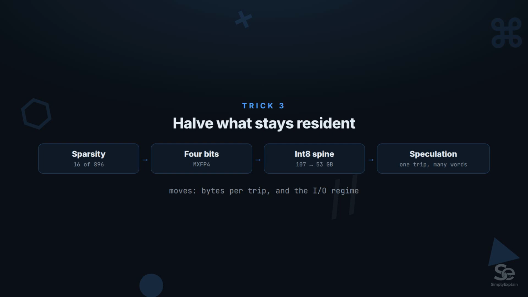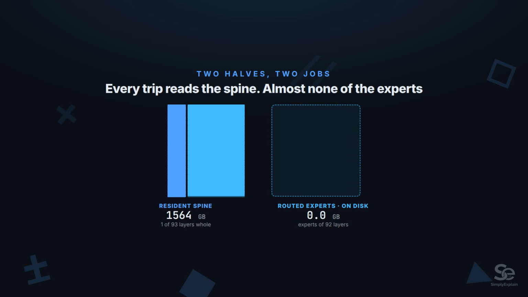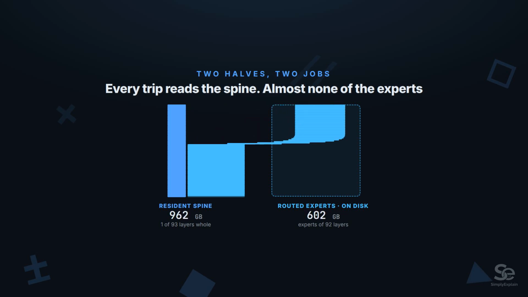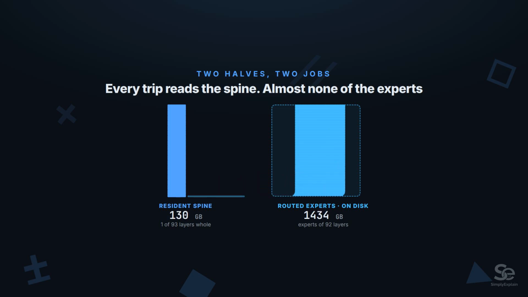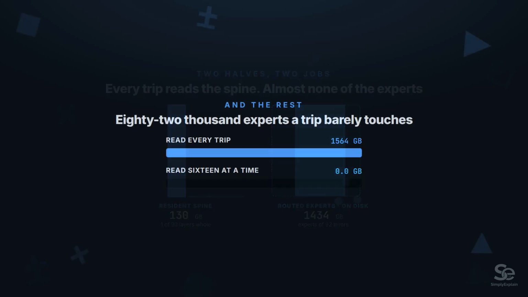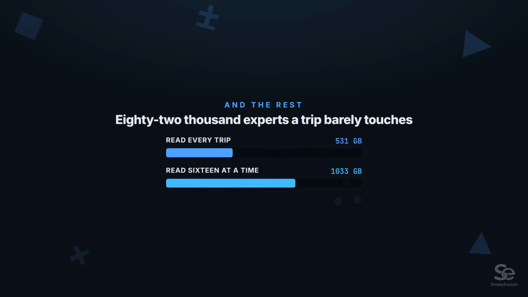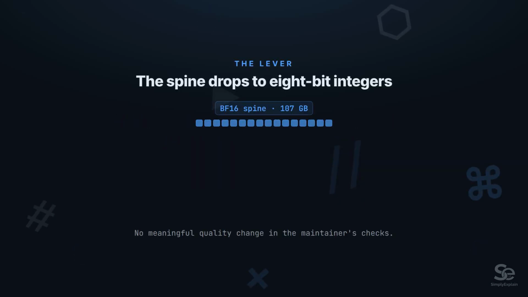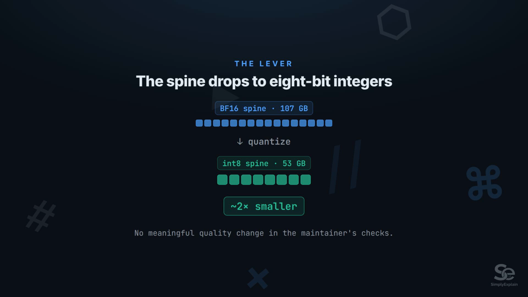Trick 3. Split the model in 2 and shrink the half that never leaves. There is a spine. The attention layers, the shared experts, the embeddings, about 114 gigabytes, and every trip reads all of it. Then there are the 82,000 routed experts, 1.5 terabytes of them, and a single trip touches almost none. So the spine gets converted to 8-bit integers. 107 gigabytes becomes about 53. Half the bytes, no meaningful quality change.